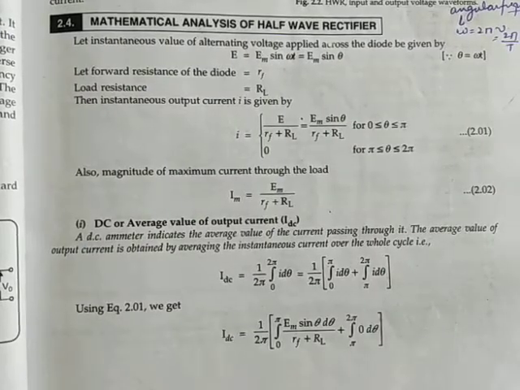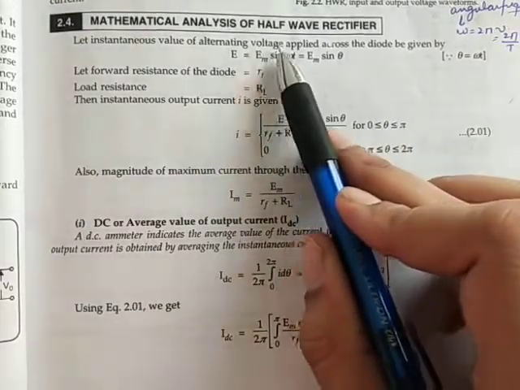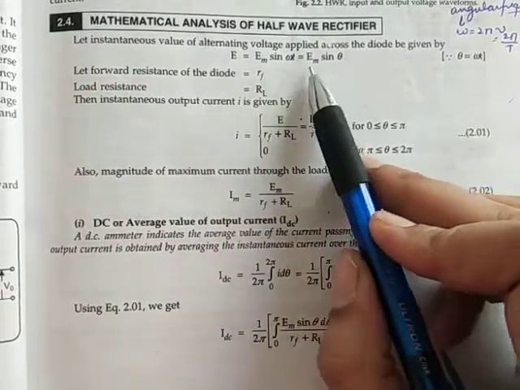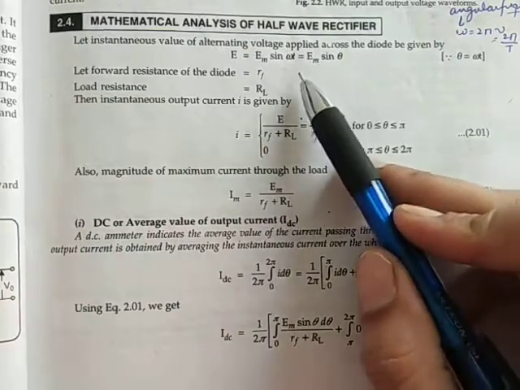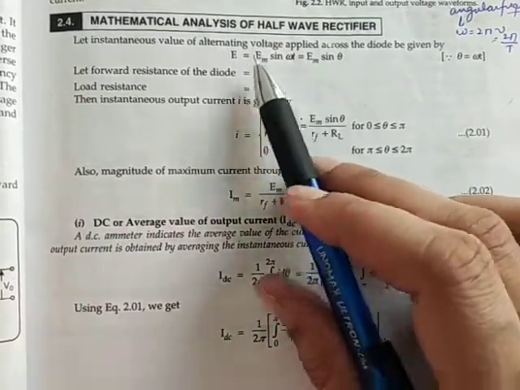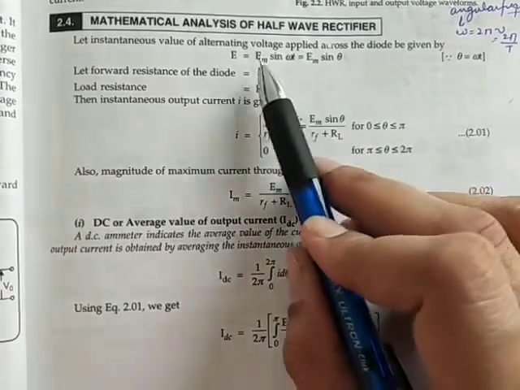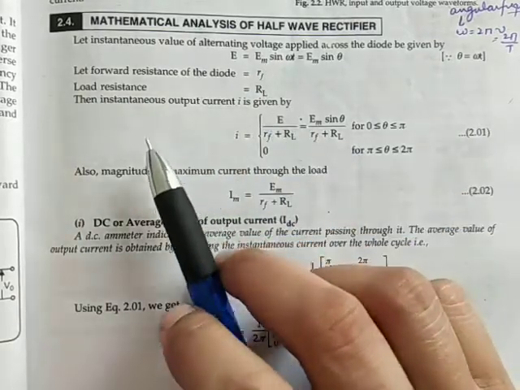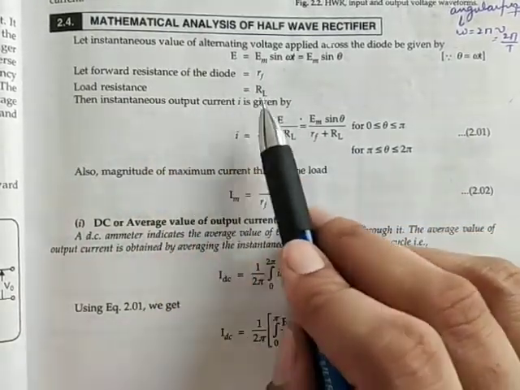Next we are moving towards the mathematical analysis of the half wave rectifier. Suppose we have an alternating voltage, so it would be a function of sine, a periodic function like the sine function or cosine function. Here we have taken Em sin omega t, like Em sin theta. Em is the maximum value of the voltage, and suppose the forward resistance of the diode is Rf and the load resistance is RL.